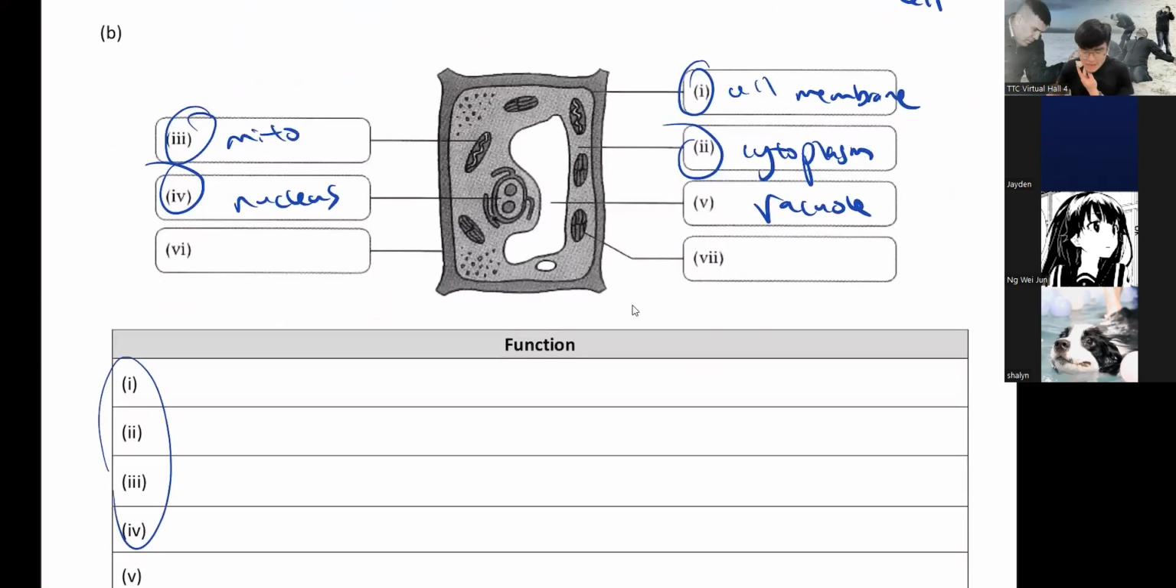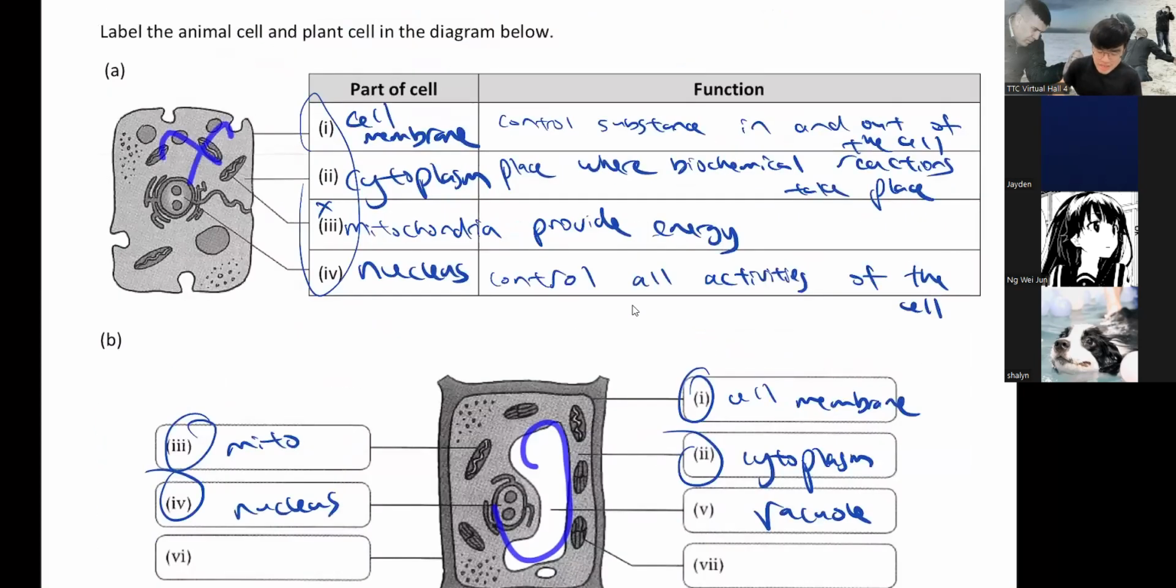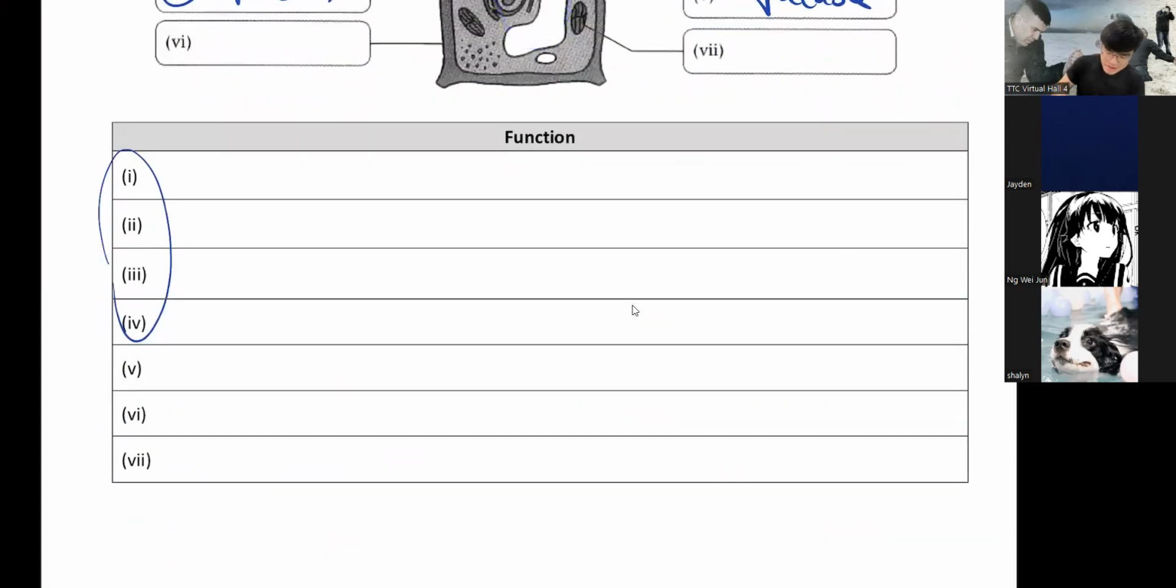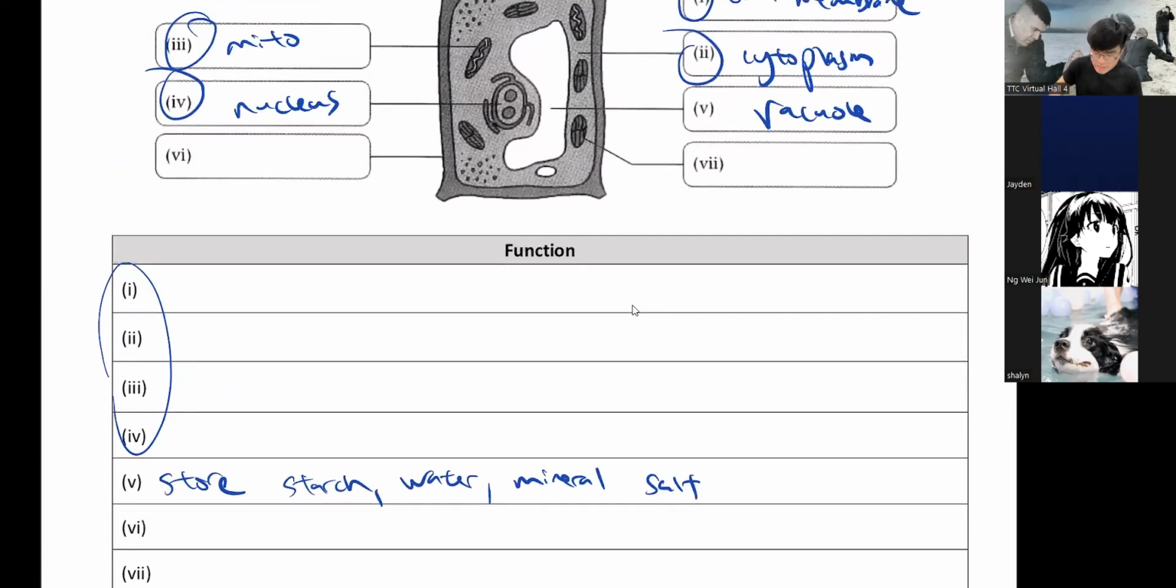I'm not going to write the function for 1, 2, 3, 4. You write back from up here, because it's the same answer. So what is the function of vacuole? Vacuole is a storage. This is a place for plants to store stuff like salt, water, sugar, everything they will store here. We don't have one. We don't have this thing. They have it. So to store starch, starch is sugar, water, mineral salt. They will store everything inside number 5 here.